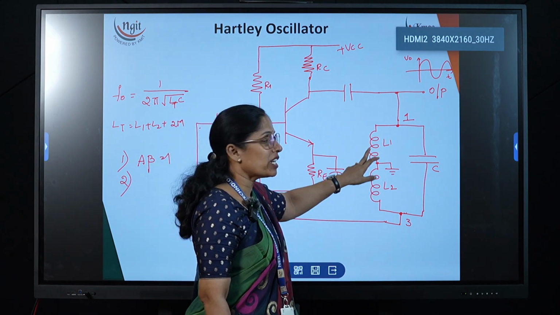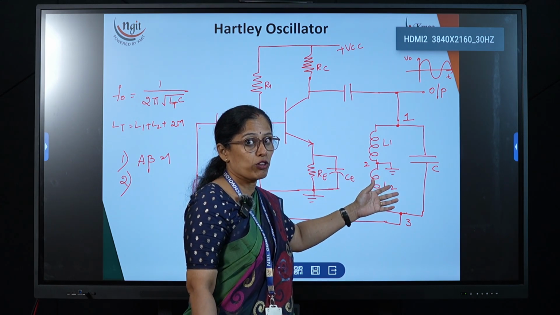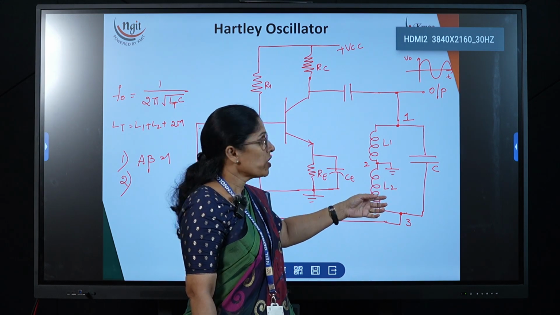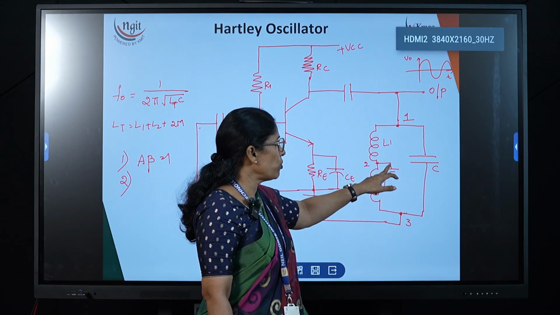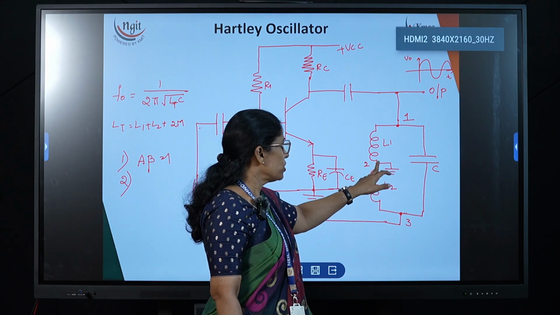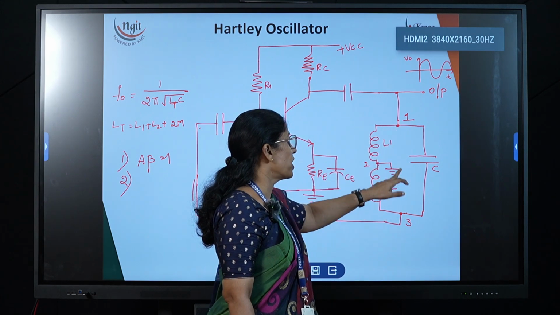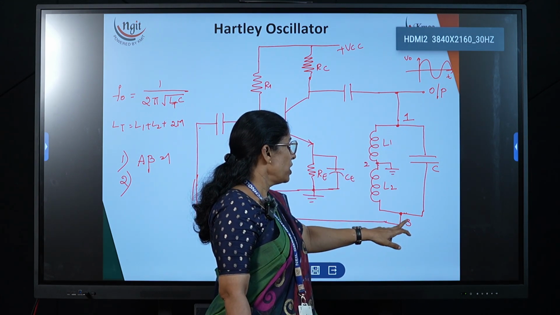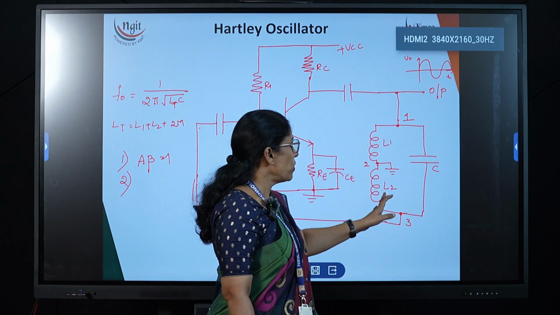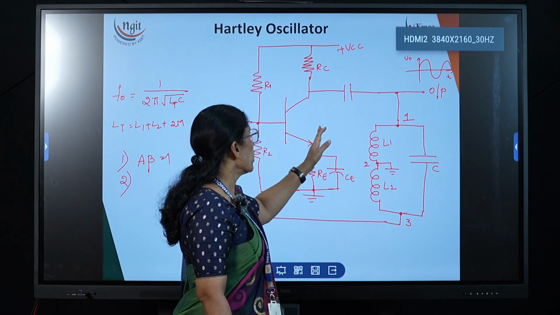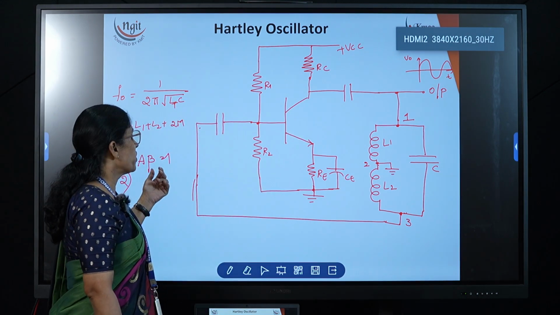Now L1 and L2 both are connected in series. L1 and L2 need not be equal. We are using two inductors connected in series, and the center point, where the two ends are joined, is connected to the ground, thereby it produces the 180 degrees phase shift at 1 with respect to 3 and vice versa. If we are measuring at 3 with respect to 1, it will produce 180 degrees. So 180 degrees is produced by the tank circuit, and one more 180 degrees is produced by the amplifier, thereby the total loop phase shift is 360 degrees.